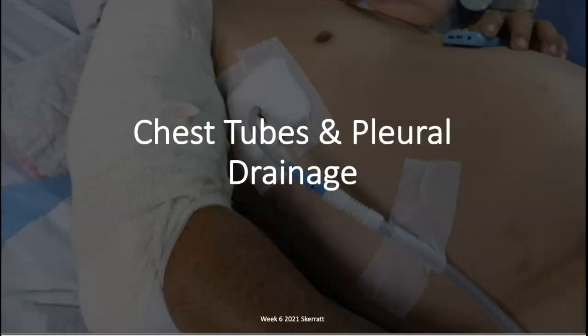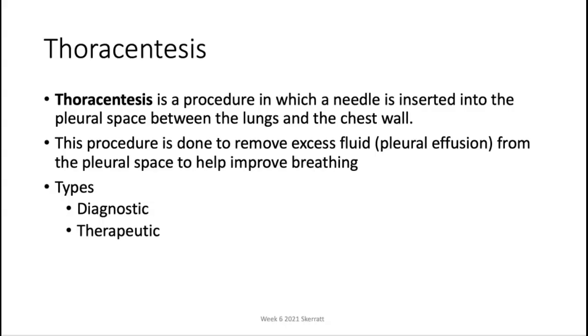So let's move on to chest tubes and pleural drainage. Starting with thoracentesis, it's a procedure where a needle is inserted into the pleural space between the lung and the chest wall, and it's done to remove excess fluid from a pleural effusion, to increase the space, and to improve breathing. And there's two types done. One is diagnostic, looking for the protein content, plus or minus empyema, and the other is for therapeutic reasons because the patient is experiencing dyspnea.